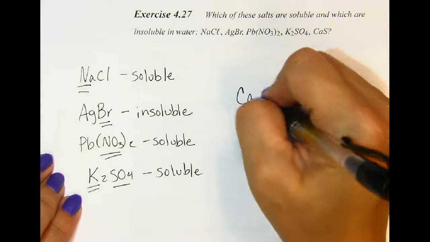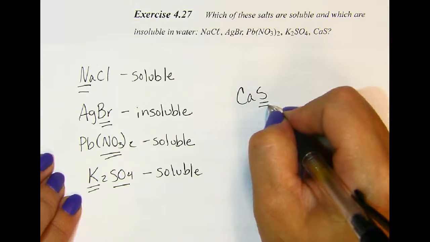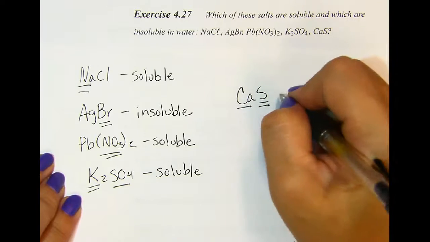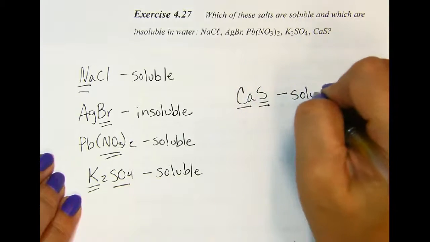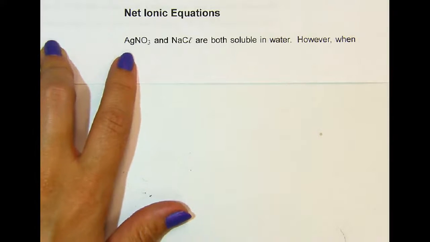And then lastly, calcium sulfide. Notice that sulfides are in the insoluble column, but calcium is an exception. So instead of being insoluble, it's going to be the opposite. It will be soluble. Now on to net ionic equations.